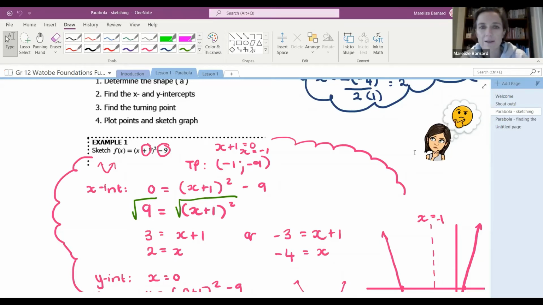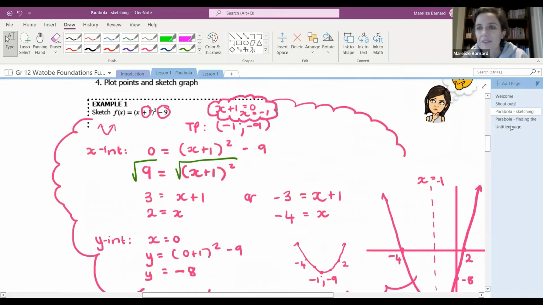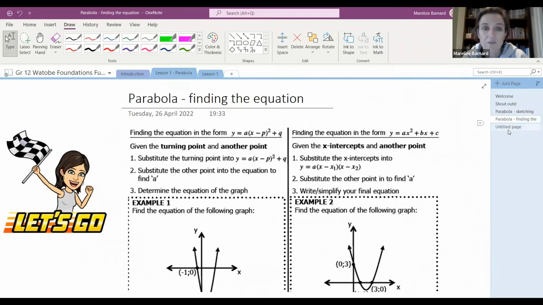Why is it -9? I did explain, -1, I did explain over here. You take it out of the bracket. I'm just drawing a bubble around that explanation, why I change the sign. It's always the opposite sign to what it is in the bracket. You can solve for it, put it equal to 0 and solve for it for x, or you can just take it out and change the sign. Take it out of the bracket and change the sign. Okay, wonderful. Okay, so let's carry on to finding the equation.